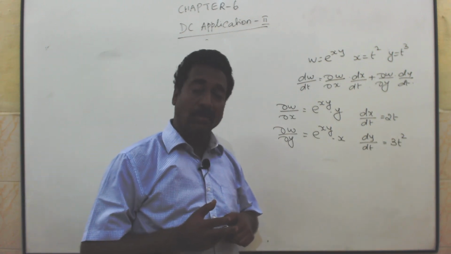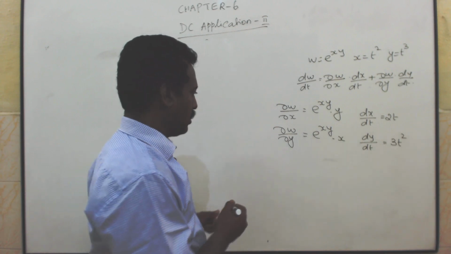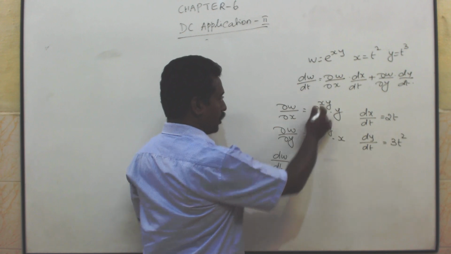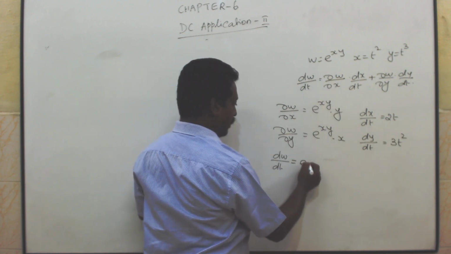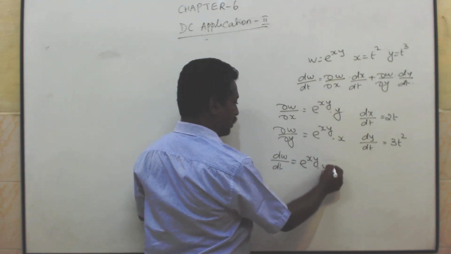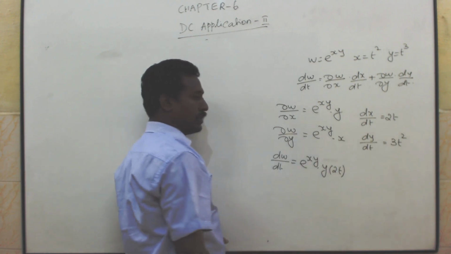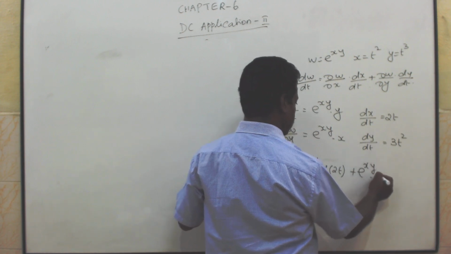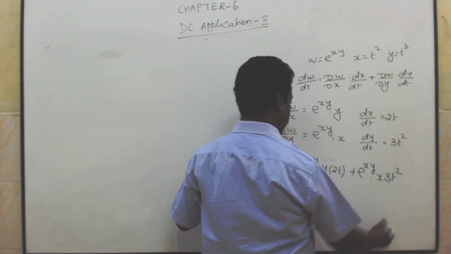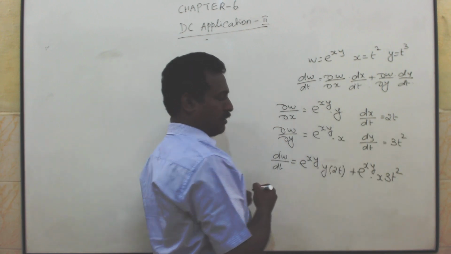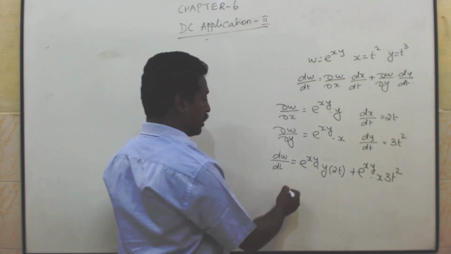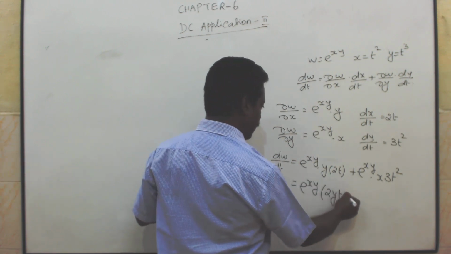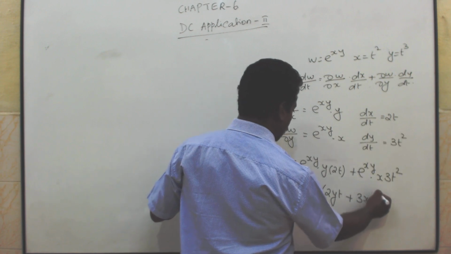But what we have to calculate? dw by dt is equal to dou w by dou x, the value e power xy into y, dx by dt is 2t, plus e power xy into x, that is 3t square. Which is common? e power xy is common. 2yt plus 3xt square.